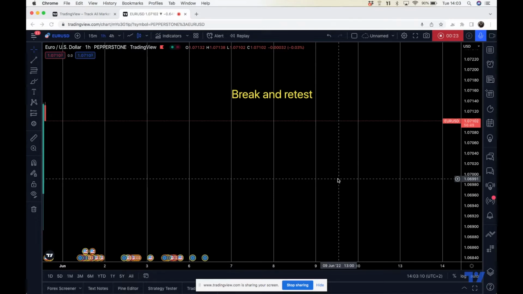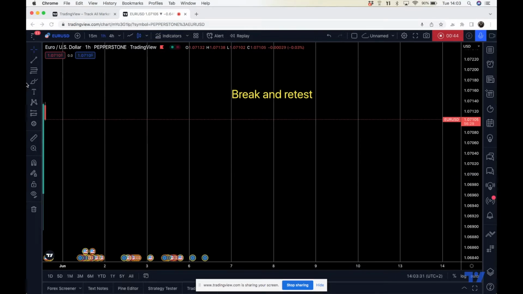Break and retest basically is a theory which says when markets are going up or down, it's either going to break a certain level of support or resistance, and it's actually going to come back and retest that same level of support and resistance before it continues on in its trend. So I'm going to give it a practical example.